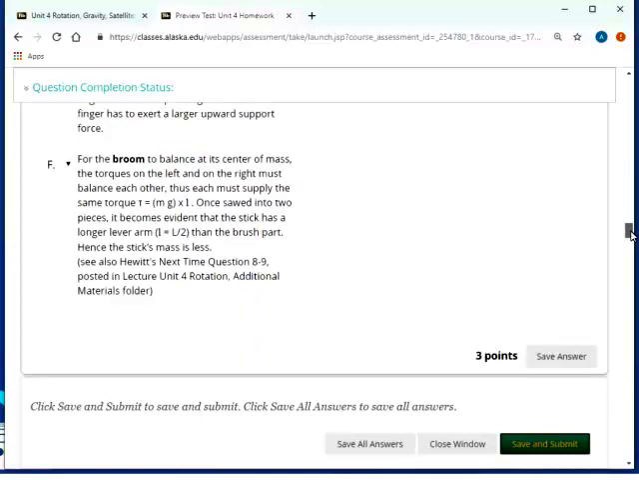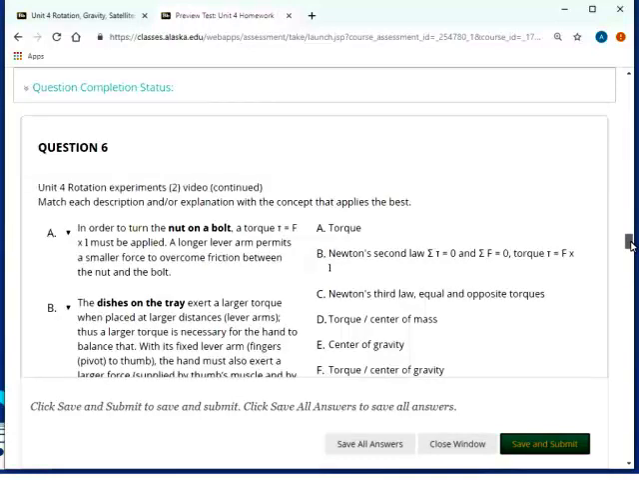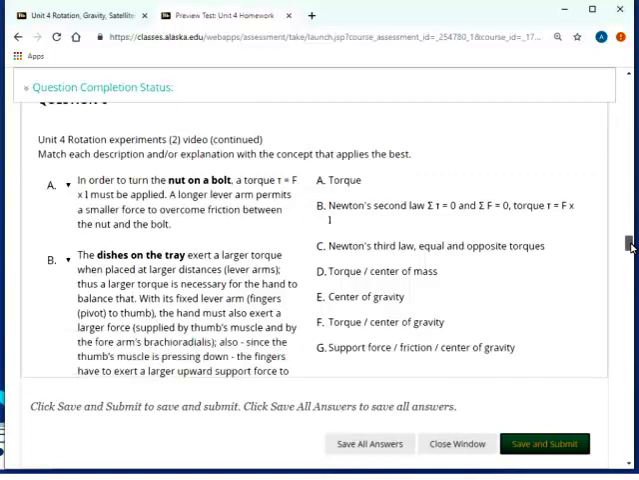Then something about the broom. Then we go on, because these questions are so long here, or my explanations are so long, that's why I split it up into 4 parts, but I think there's only one video.